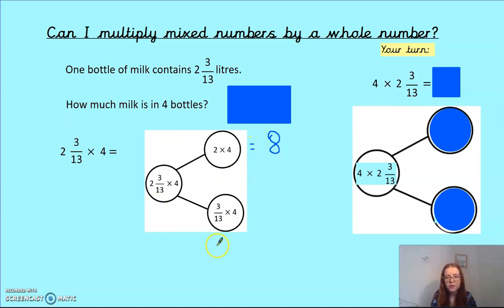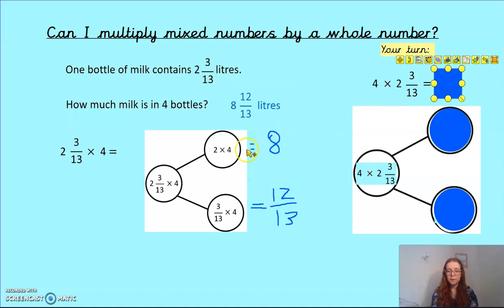We're going down to this partition. 3/13 times 4, well I know that my denominator is not going to change, it's going to be 13, so really I'm doing 3 parts times 4. 3 times 4 is 12, so our answer should be 8 and 12/13, because I've taken my 8 wholes and my 12/13, and I've added them together. Now it's your turn.